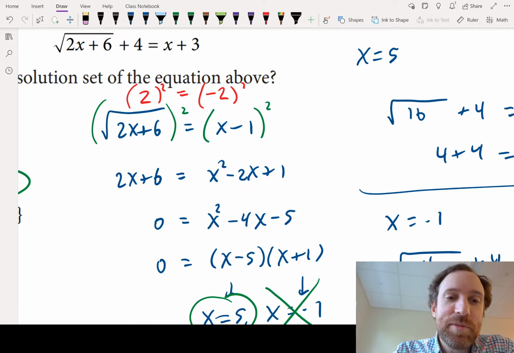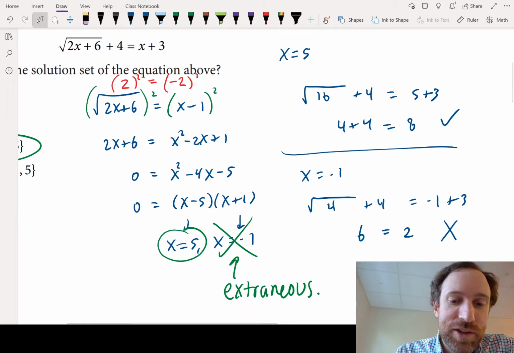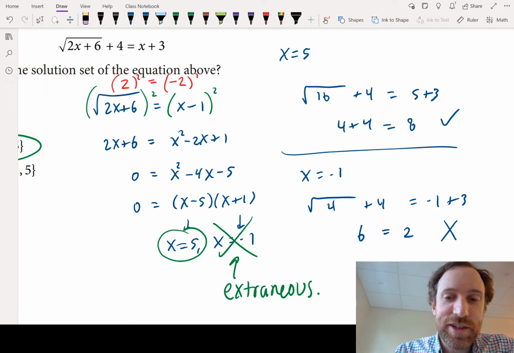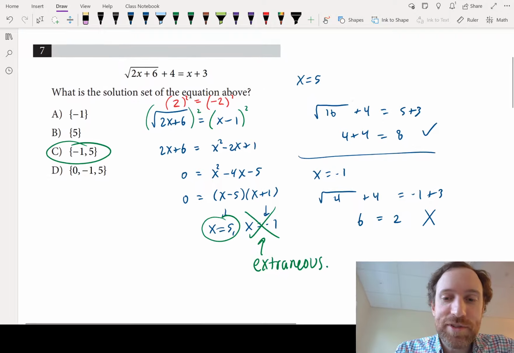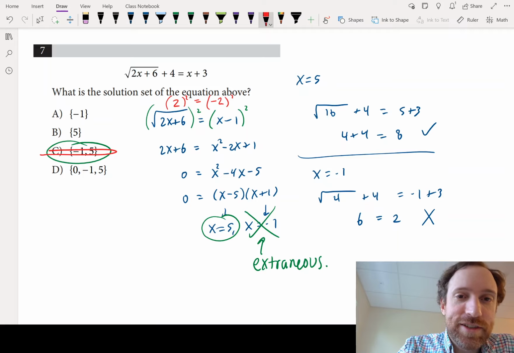Does that mean that squaring both sides is wrong? No. But you have to be aware that you could be introducing extraneous solutions. So there you go. If you square both sides, you may have extraneous solutions you need to check, and you often square both sides of a radical equation. So C is not the right answer. In fact, we want B.